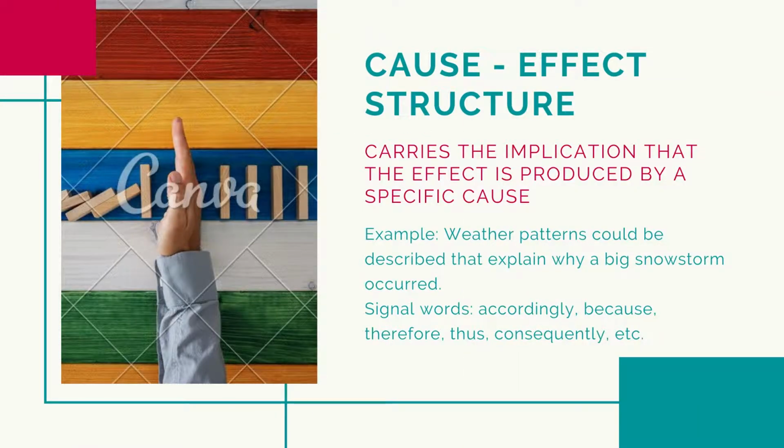The cause effect structure talks about what happened and why. It carries the implication that the effect is produced by a specific cause. The signal words used in this structure are similar to the problem solution pattern.